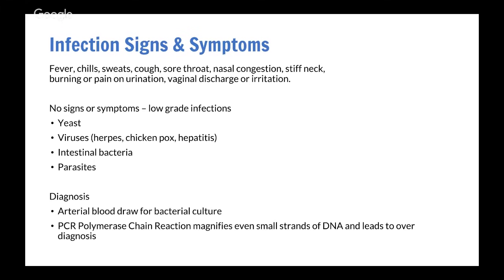A diagnosis of a blood-borne infection is with an arterial blood draw for bacterial culture. These are horrible, painful blood draws. We had to do them as interns, putting a thick bore needle into an artery in the wrist to get a proper bacterial culture. And then came polymerase chain reaction testing. They started to do that for HIV, so it could get the small strands of DNA.